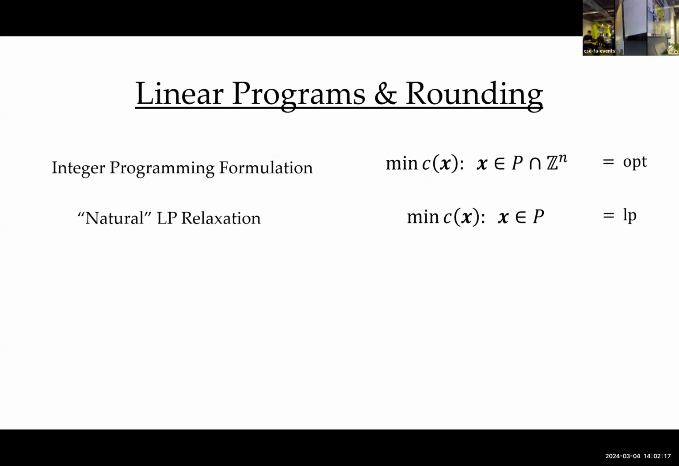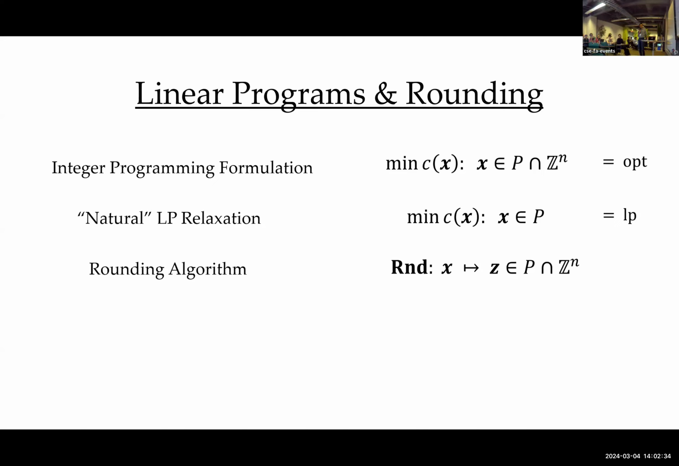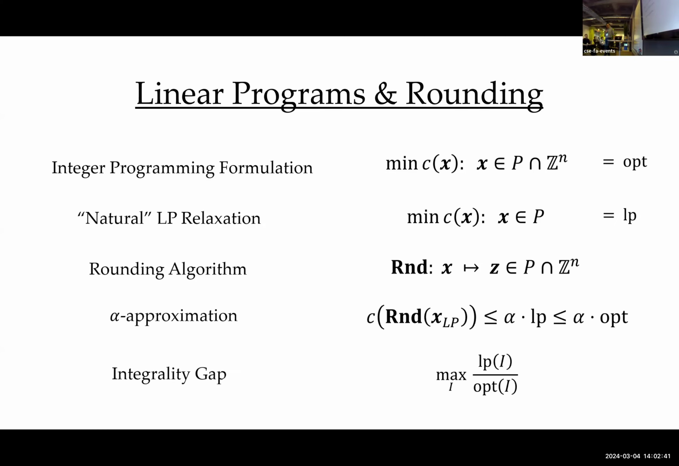In any discrete optimization problem, you write an integer programming formulation, and then usually you start looking at its natural LP relaxation. So you take out the integer constraints, and the optimum, let's call it LP, is the LP value. A rounding algorithm will take the solution to this LP relaxation and try to get an integer solution, and you get an alpha approximation. The cost of the rounding algorithm's solution is at most alpha times the LP value, which implies an alpha approximation with respect to opt.